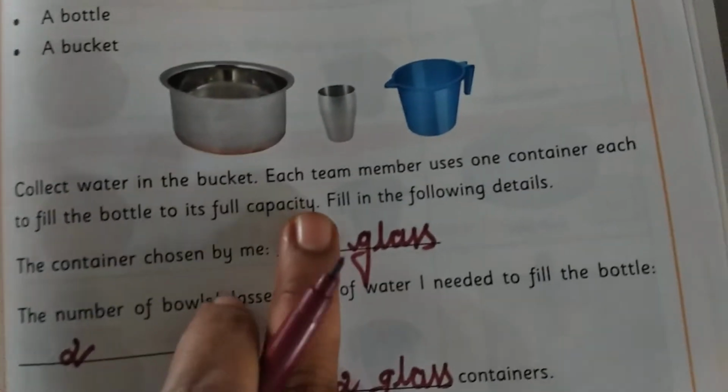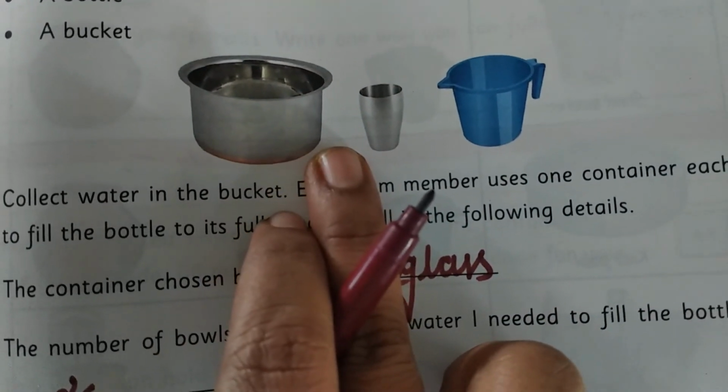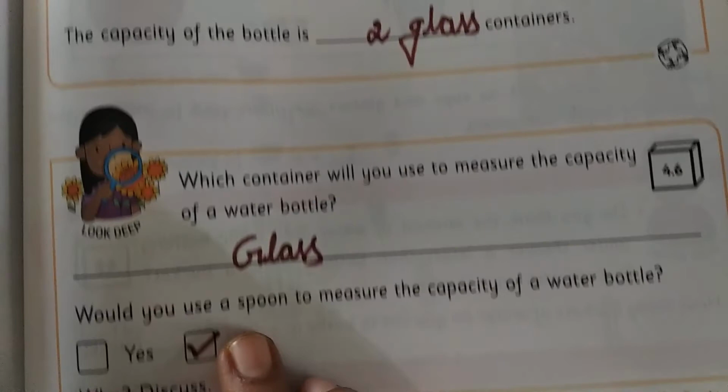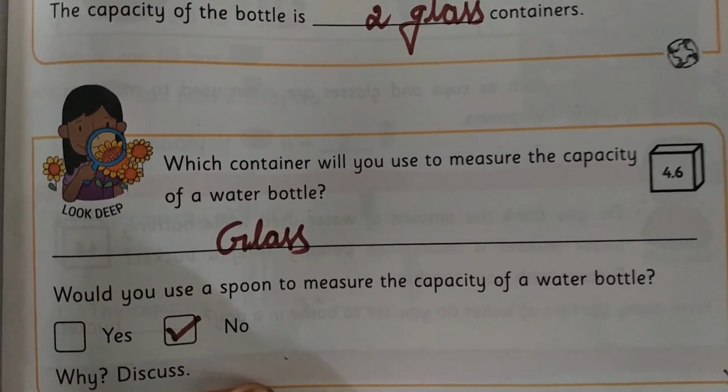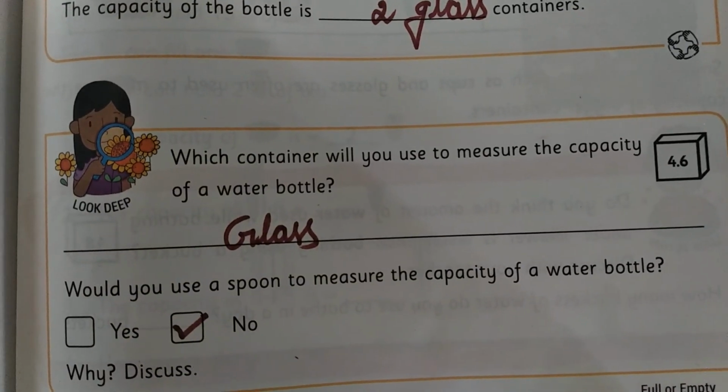In your home, you can check out of these three which container will be helpful to fill the water bottle. Okay, Kanna? Yes. Okay, ma? Do the home file.